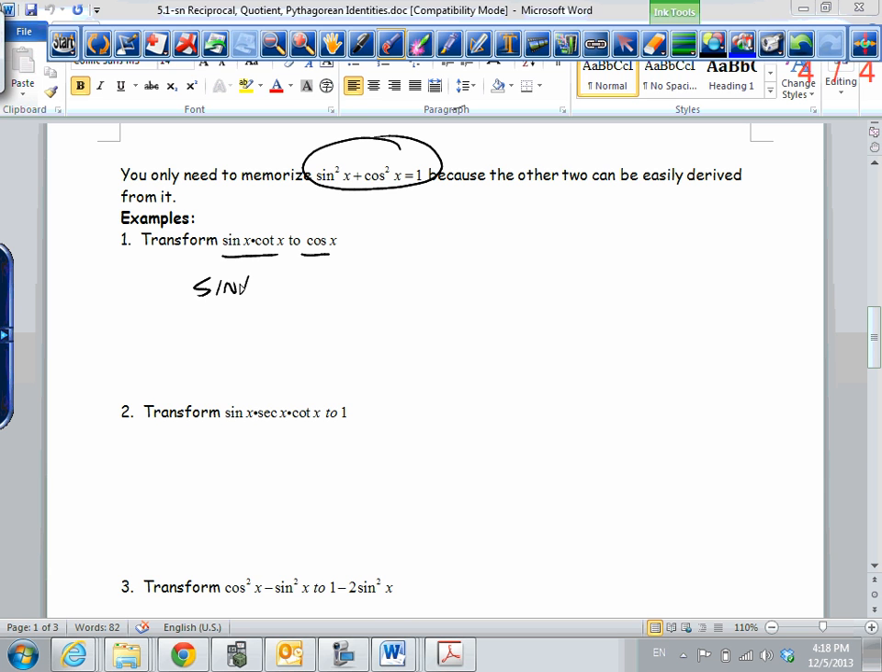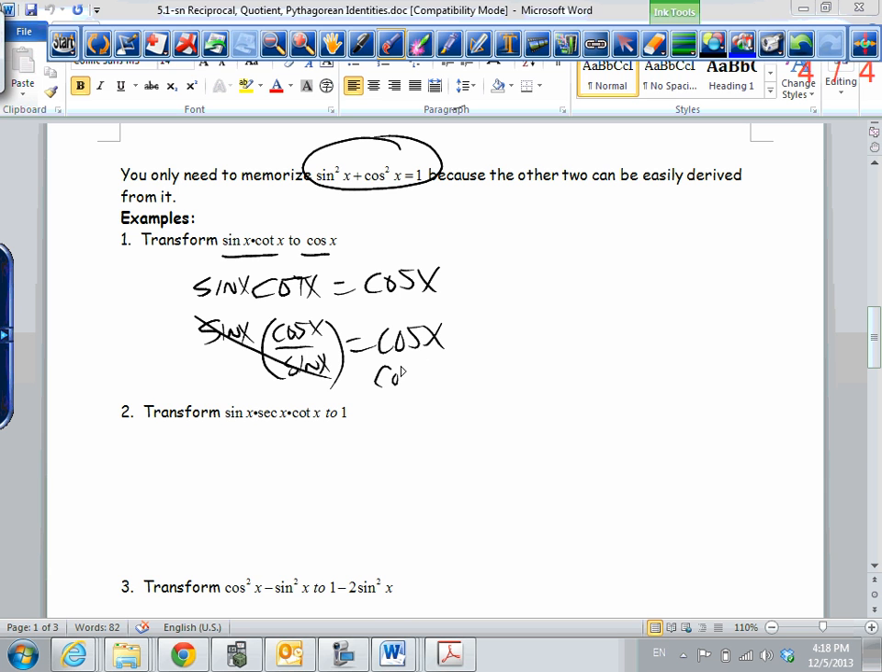So sine x times cotangent of x is equal to cosine of x. I can't really change sine, can't really change cosine at all, and I want to get it to cosine, so why would I mess with that? I'm going to change cotangent. So sine of x times, well, cotangent is cosine of x over sine of x. Those cancel out, so I get cosine of x is equal to cosine of x. Boom. I guess we're only going to box around it because our work is here, so I should have boxed around that.